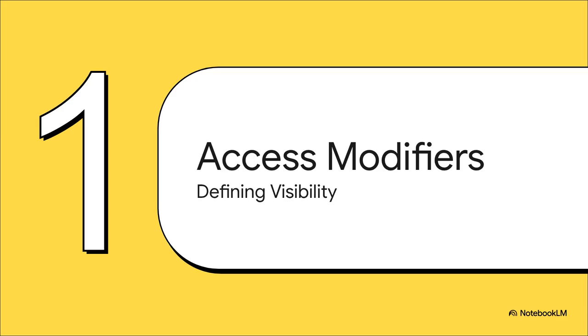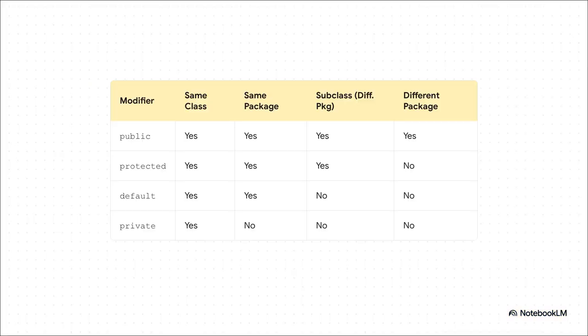So, the first and most fundamental layer of control happens right down at the member level. We're talking your variables and your methods. This is where we use access modifiers to lay down a clear set of rules for who gets to see and use what.